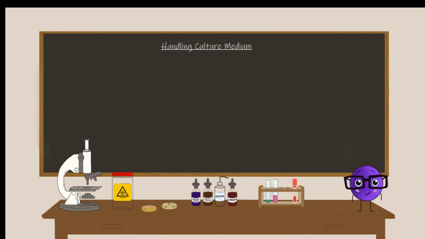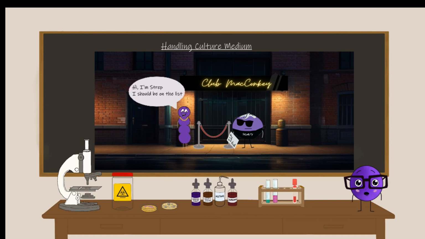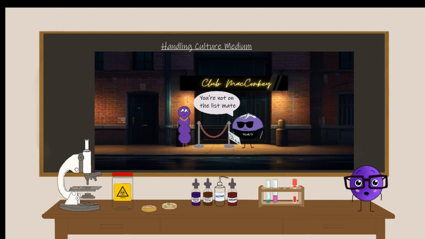These include selective media. Imagine selective media as an exclusive nightclub. Special ingredients in the media act like bouncers, allowing only specific microbes with certain characteristics to thrive. This effectively excludes unwanted microbes, ensuring your target organism takes center stage. An example of this is MacConkey agar.